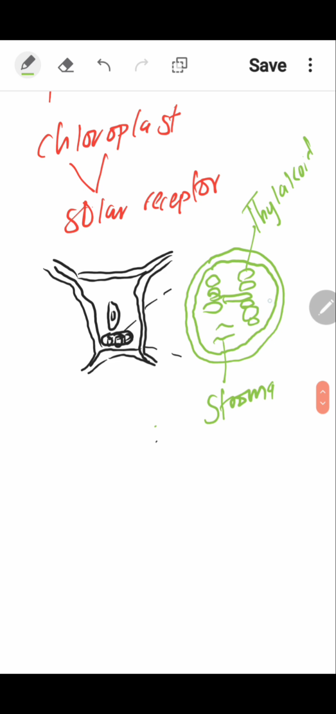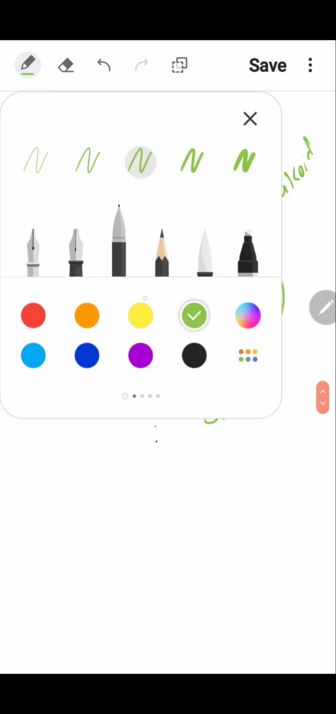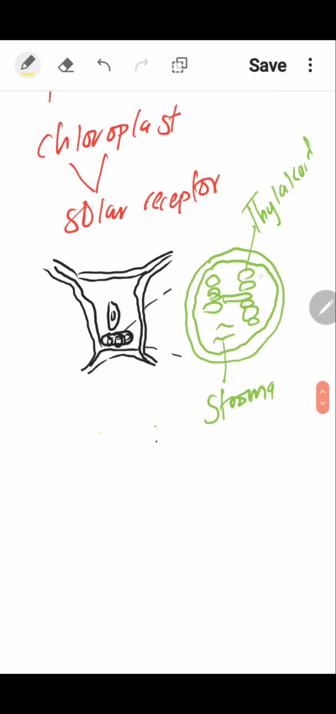And there is an empty space found in the thylakoid membrane. I'm going to do this with yellow. This empty space here is known as the lumen. The lumen is a space within the thylakoid membrane, and the membrane is enfolded with a shell, and this shell is known as the grana.